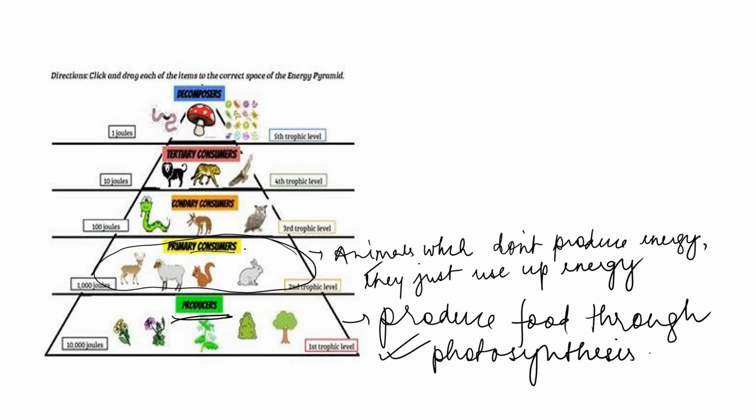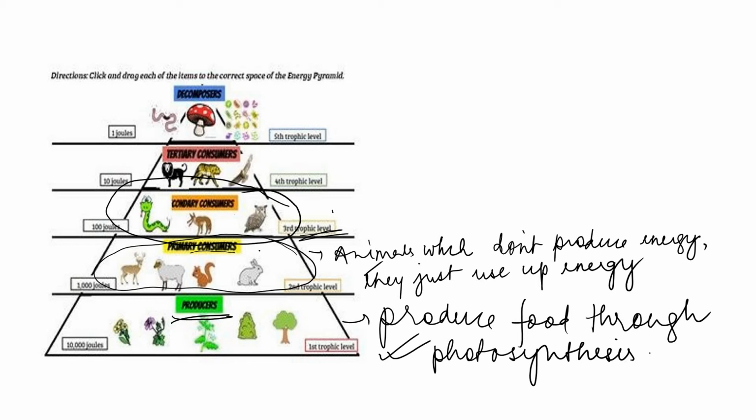Now these small animals will be eaten by whom? By secondary consumers. And they are in which level? They are in the third level. Primary first, second will be secondary. So they will eat these small animals. They won't eat these grasses or plants. They will eat these small animals, so they are secondary consumers.